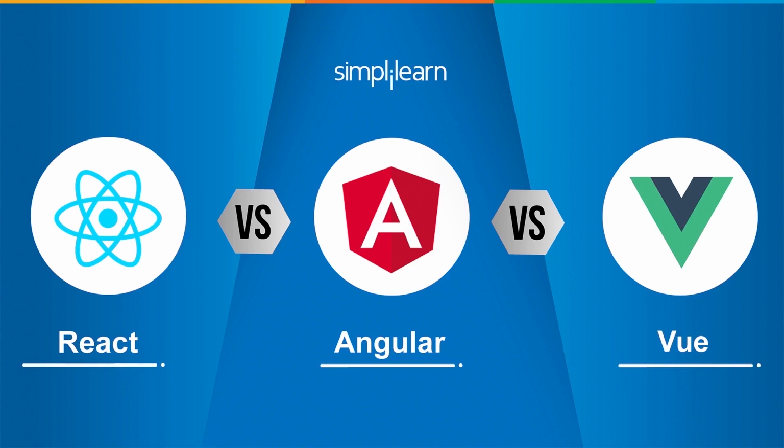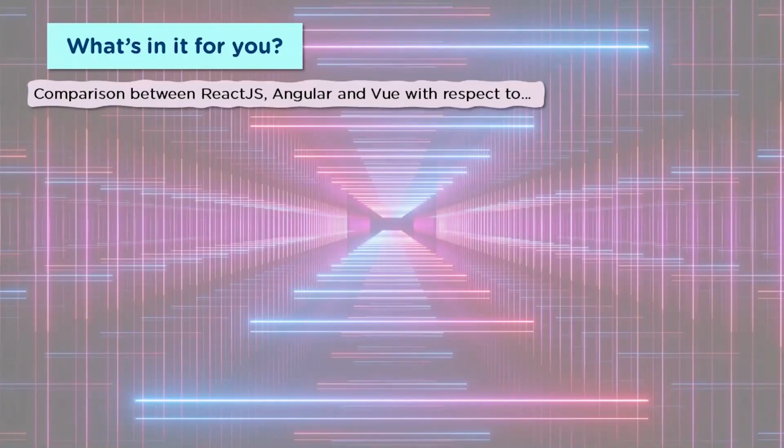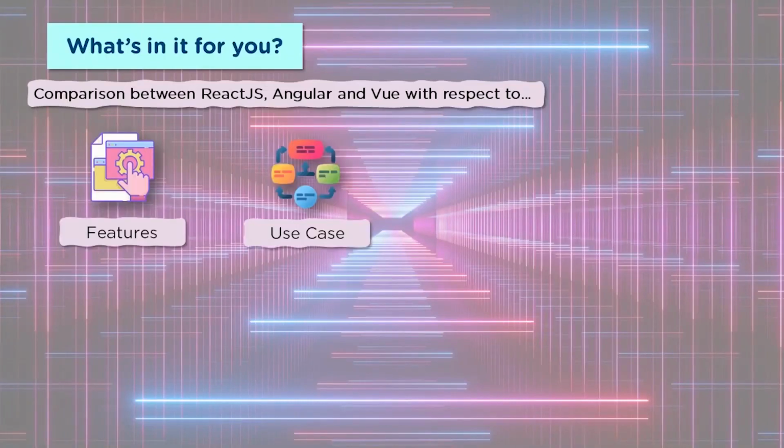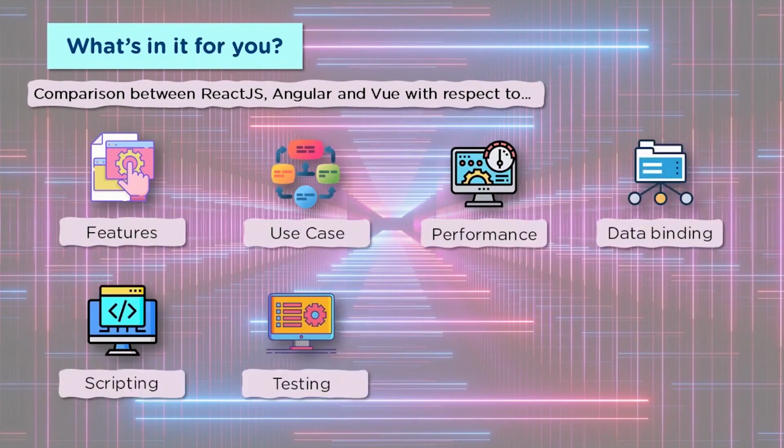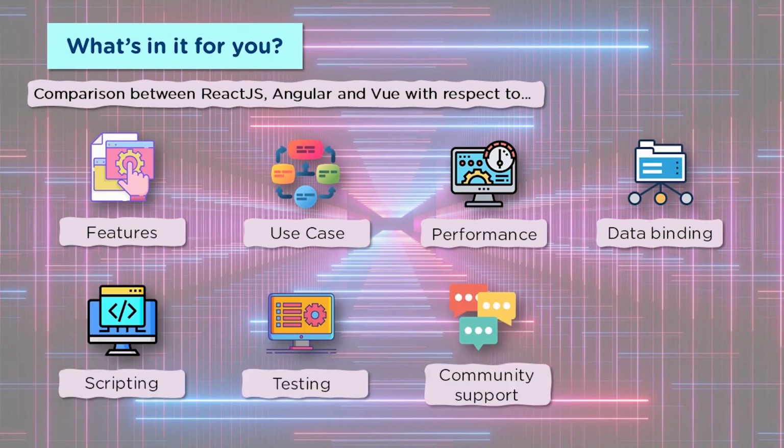And all of these technologies that you see on your screen right now are based purely on JavaScript. As a result, they're lightweight and aren't dependent on any third-party runtime tools. So let's compare the three technologies and learn about the factors that make them stand out. So let's see what's in it for you. We learn about their features, use cases and where they're applied, their performance, how they handle data, the languages they use, and their testing mechanisms. We learn about the dedicated user community that backs these technologies, and finally we'll see the growth curve.